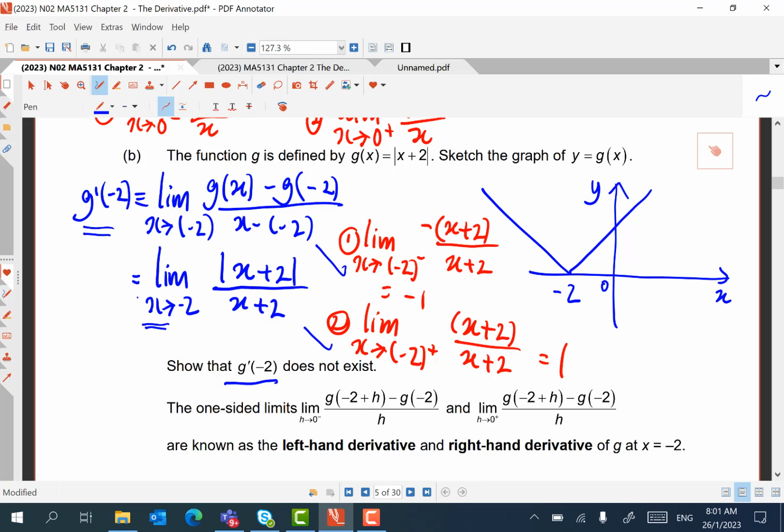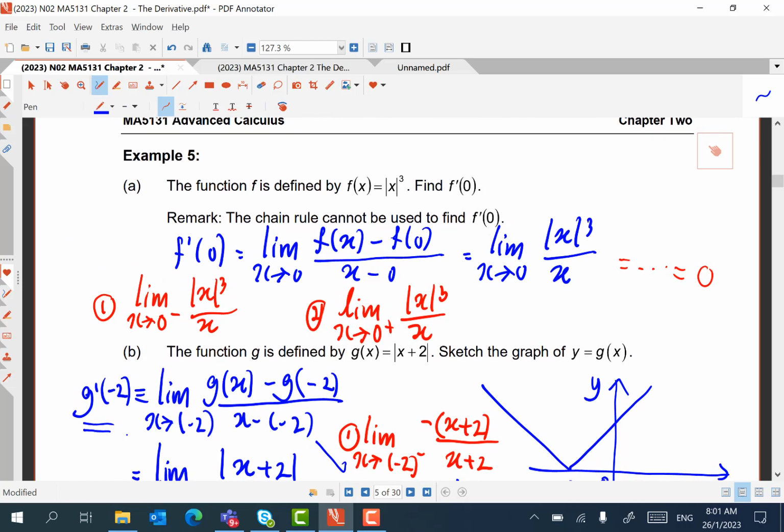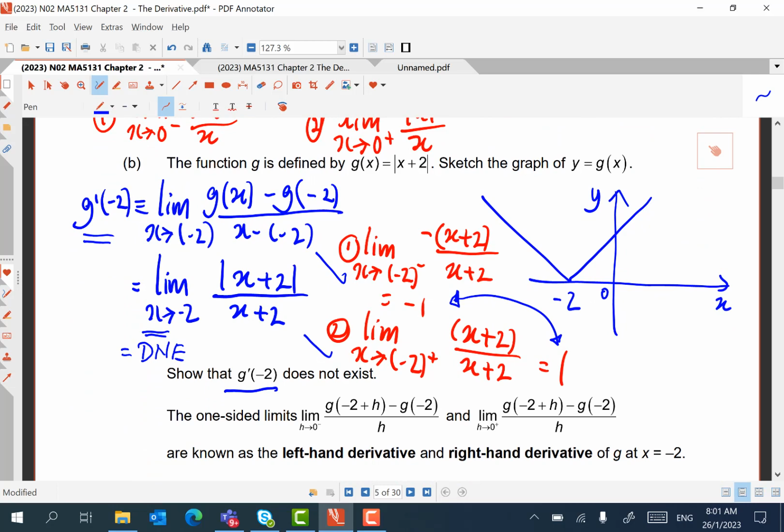For that reason, we calculated the limit on the left and on the right separately, and we verified that these two limits are not the same. And because these two limits are not the same, we conclude that this derivative does not exist. And that was our example 5b. Right?